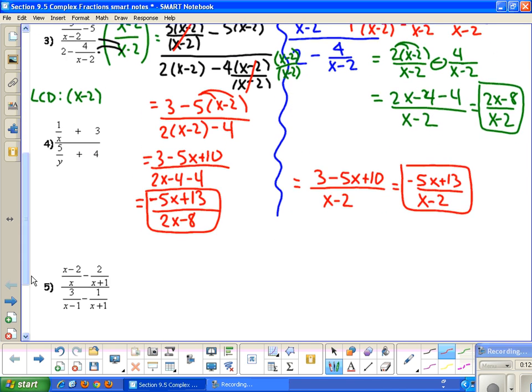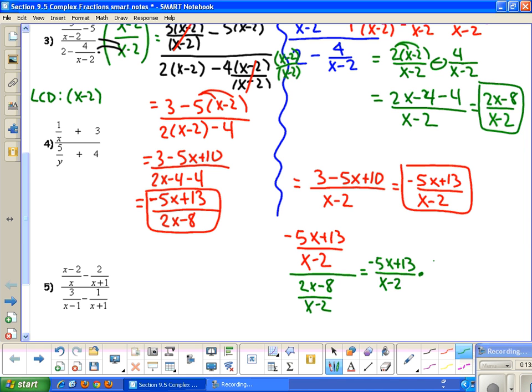I'm going to move my page down so we can do this. So I really have, actually, sorry, negative 5x plus 13 over x minus 2 in my numerator, and that's all being divided by 2x minus 8 over x minus 2. And then we've solved these before. So how do you divide a fraction by a fraction? You multiply by the reciprocal of the second term.